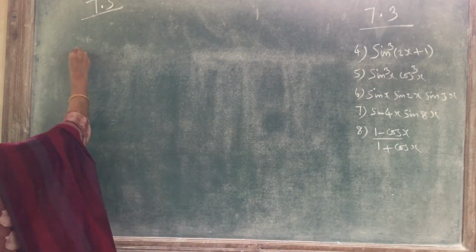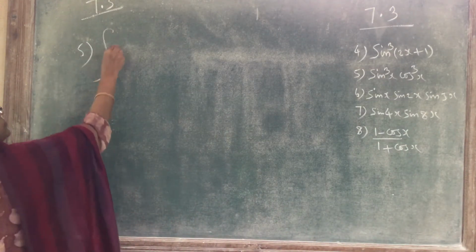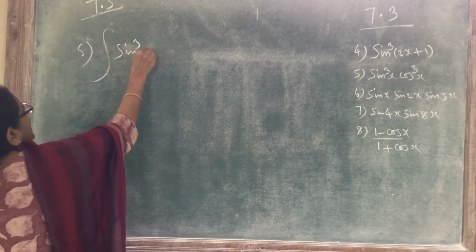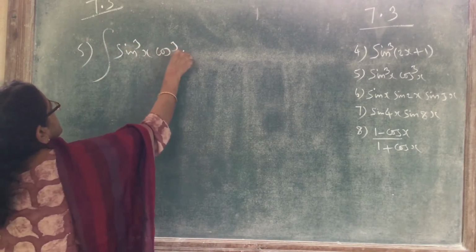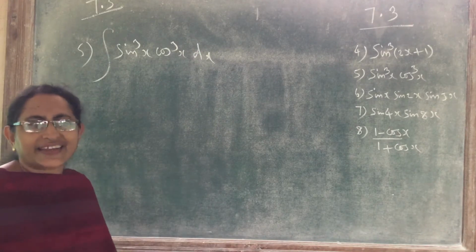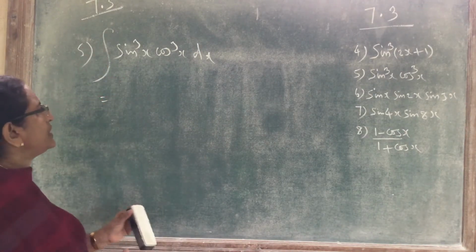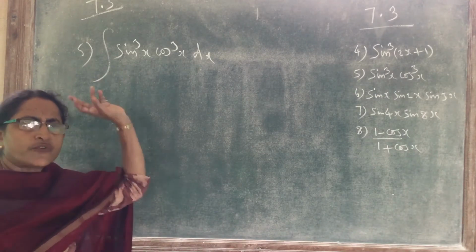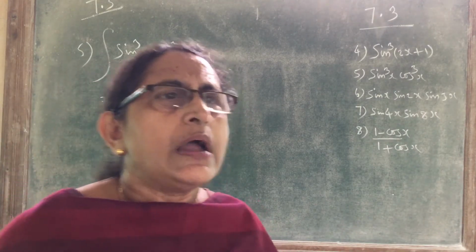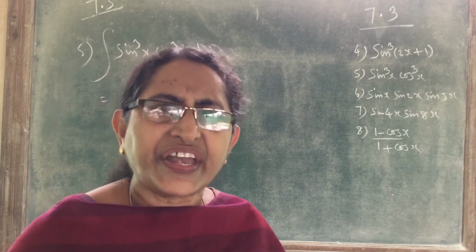Now fifth one, integral sin cube x cos cube x dx. See here, sin cube x we know the formula, cos cube x we know the formula. But if we multiply them together, it is very difficult to integrate.